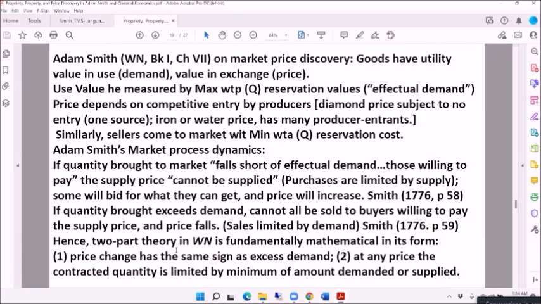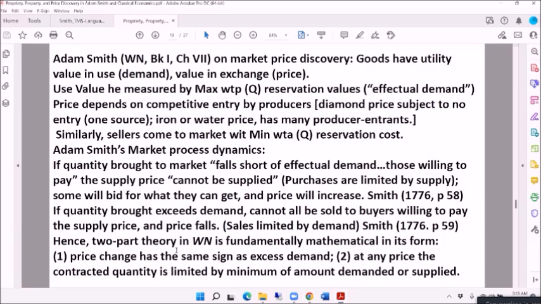what he says. He says here in the middle of the slide, if quantity brought to market falls short of effectual demand, those willing to pay the supply price cannot be supplied. Notice here, purchases are limited by supply on this side of the market. Some will bid for what they can get and price will increase. And then the obverse, if quantity brought exceeds demand, it can all be sold to buyers willing to pay the supply price and price falls. Sales now on this side are limited by demand.